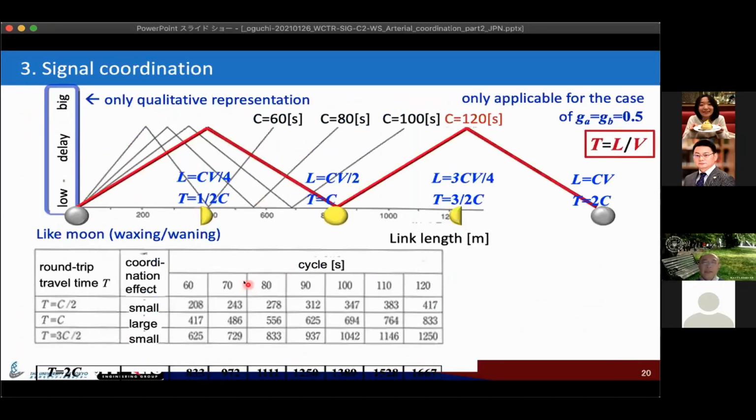This also shows the sensitivity of the coordination settings. At the best link length, or from here to this link length, we can achieve the highest coordination effect, which means when you set the most appropriate offset value, you can achieve the minimized delay. On the other hand, at this link length, maybe you can have any arbitrary offset values to achieve the same delay levels.